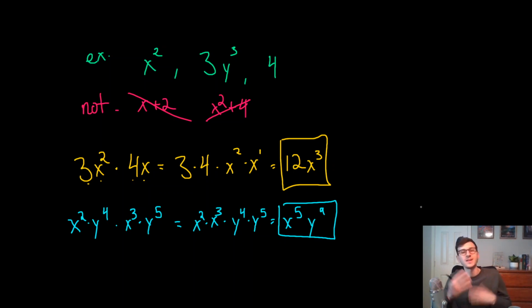So if you're multiplying together monomials, then just take your like terms and multiply them. And that should set you up.